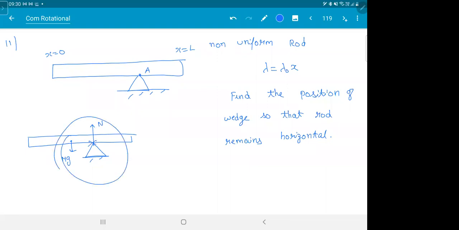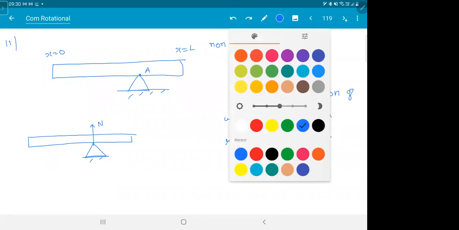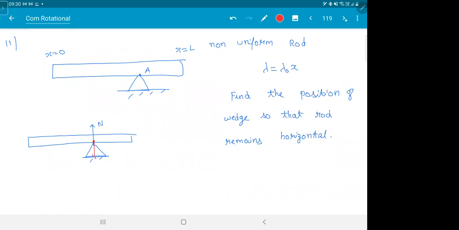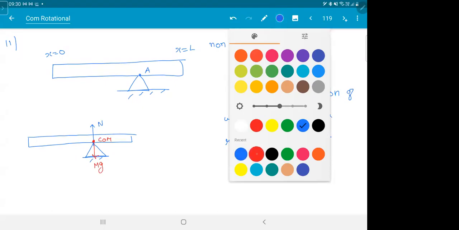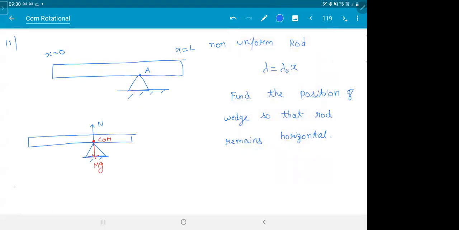The body will rotate. If you don't want the body to rotate, what should happen? Then there is only one possibility. If you don't want the body to rotate, then the mg also should pass through this point. If N and mg both are passing through the wedge, then the torque about this point would be 0. That means that should be the center of mass. For the body to remain horizontal, the torque about the hinge should be 0.